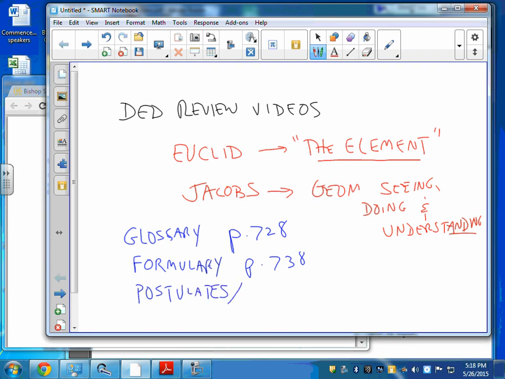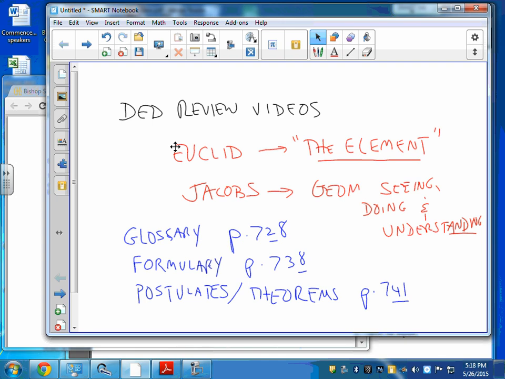And then lastly, there's a section on postulates and theorems. We covered most of those, though there are some that we didn't, but it would be good to look through those if you're unsure about anything. That starts on page 741. So the textbook is a great reference for some of the review material.